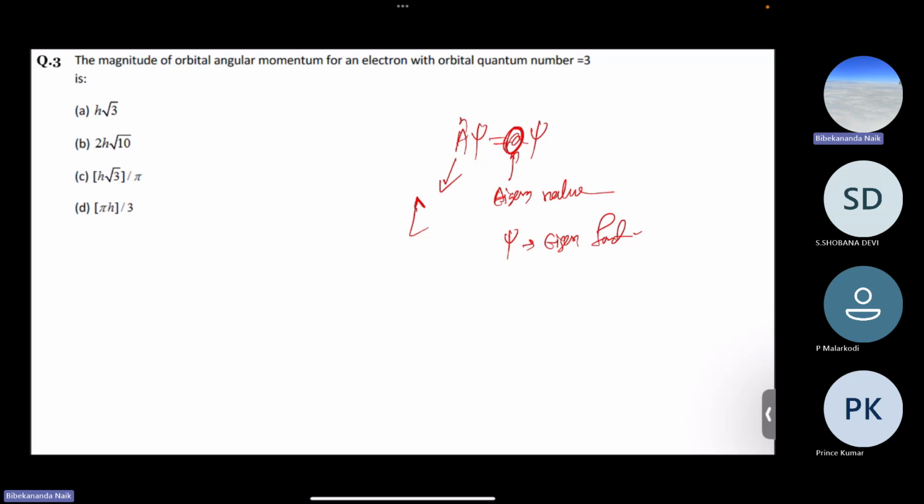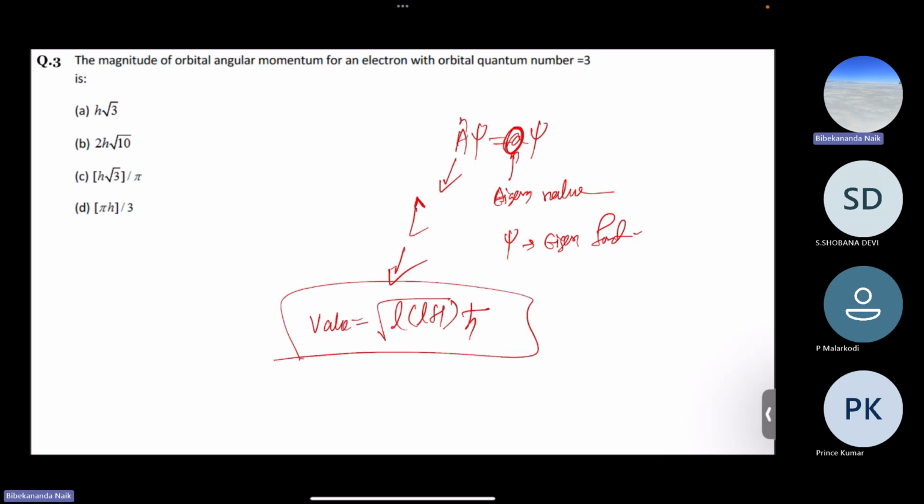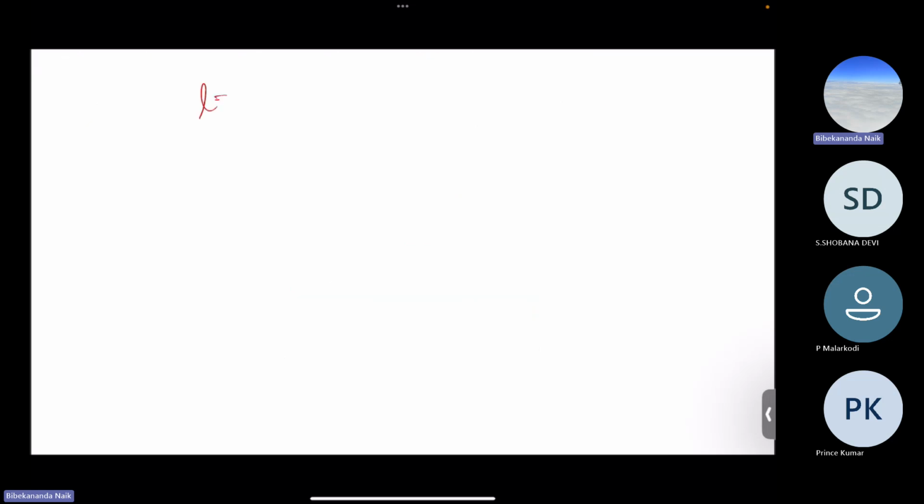So for this particular L, the eigenvalue is given by root over L into L plus 1 times h cross. Since L is the operator, its eigenvalue should have the same unit. And we know h cross has the unit of angular momentum, so its value is root L into L plus 1 h cross. Now the question says the orbital angular momentum quantum number is L equal to 3. So L is 3.